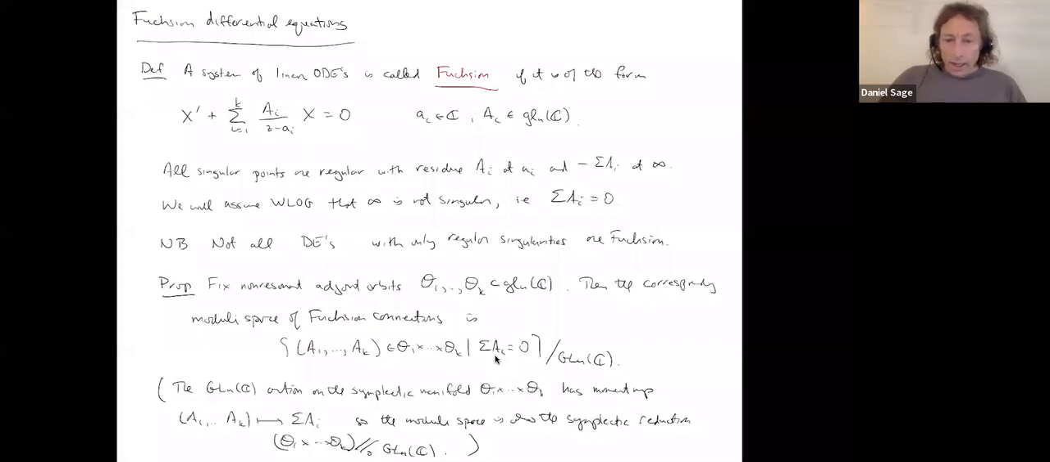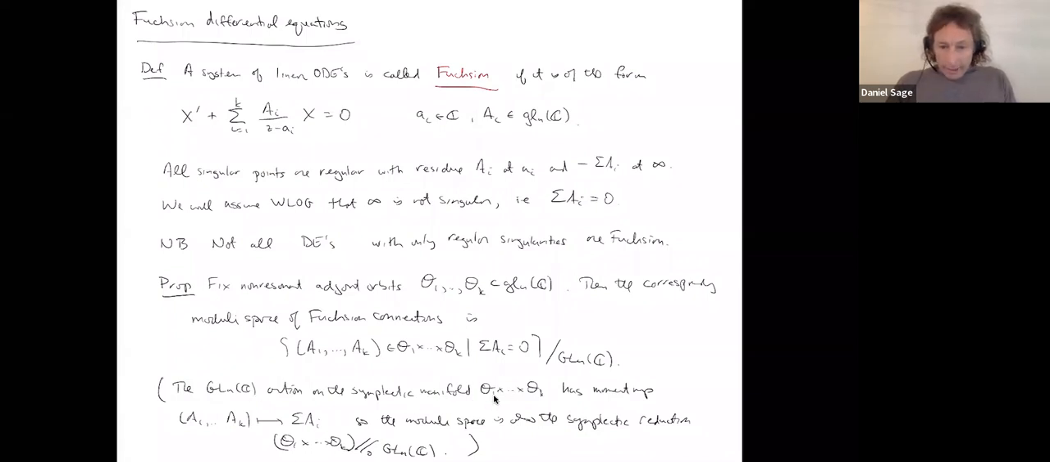I mentioned something for those of you who know something about symplectic geometry: this is actually a construction via Hamiltonian reduction. You can view O1 through Ok, these adjoint orbits, as symplectic manifolds by their identification with co-adjoint orbits.